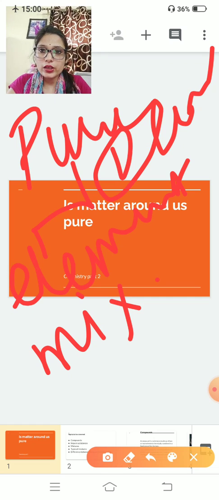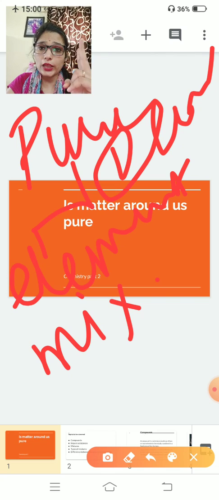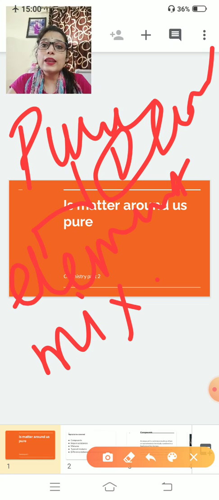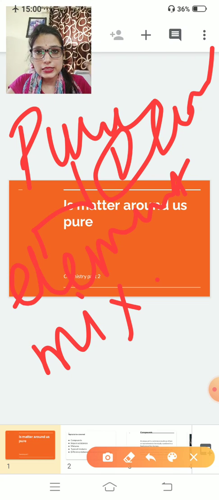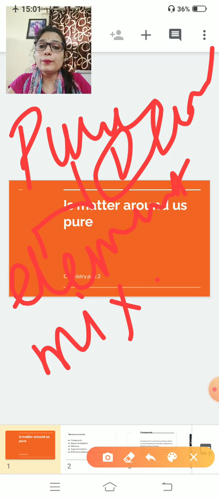So, what we have done in the previous video is that matter can be classified into two types: pure substance and mixture. Pure substance can be classified into element and compound. And mixture can be further classified into homogeneous mixture and heterogeneous mixture. In the previous video, we have done elements.